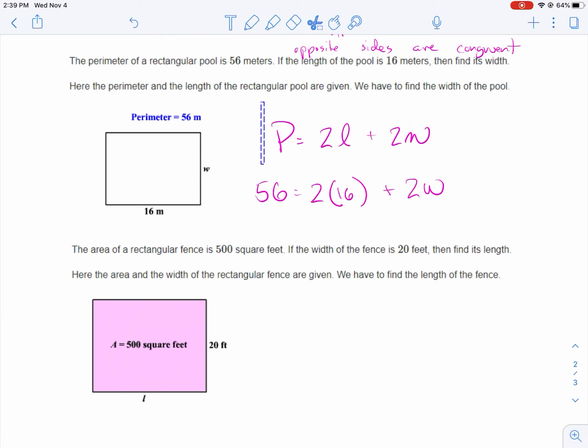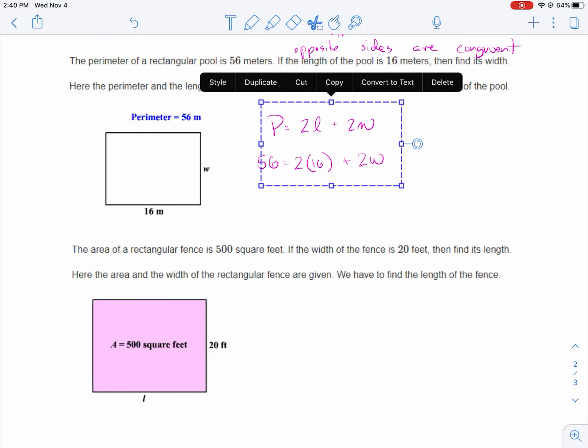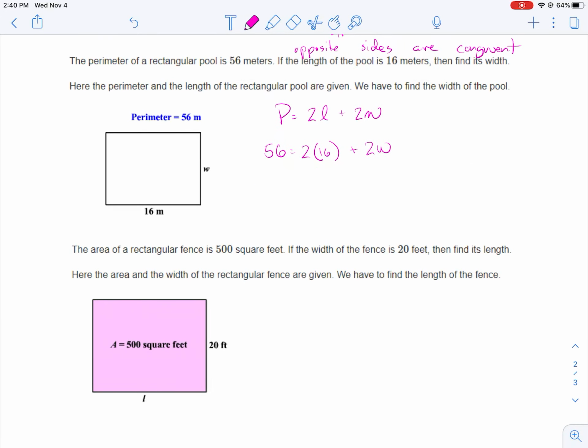So in order to solve this problem, we're going to go 56 is equal to 2 times 16, which is 32, plus 2 times w. Subtract 32 from both sides, and we get 24, whoops, not 22. 24 is equal to 2w. Divide by 2, w is equal to 12.